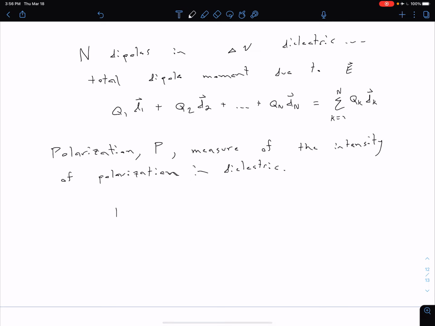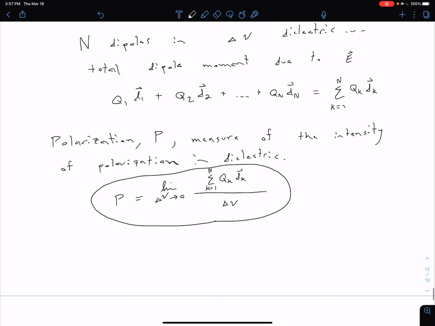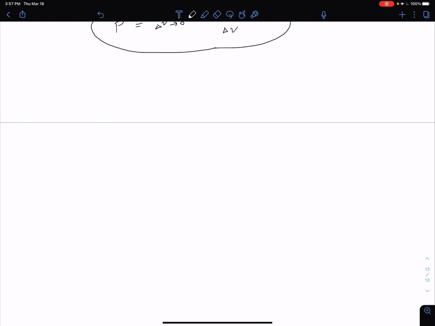And so what that is given as is P is just equal to the limit as that differential volume delta V goes to 0 of the sum of our dipole moments divided by delta V. So we have the sum from K equals 1 to capital N of our Q sub K times D sub K, and we're just dividing by our delta V. So that's our definition of polarization in a dielectric material. Now, we have a couple different types of material. So the first one is going to be a nonpolar dielectric.